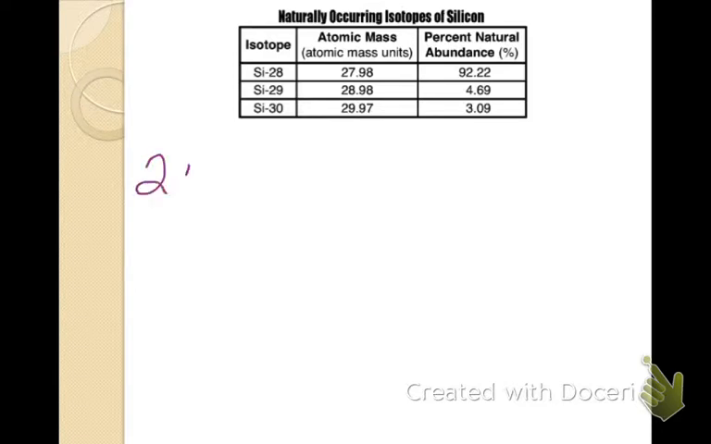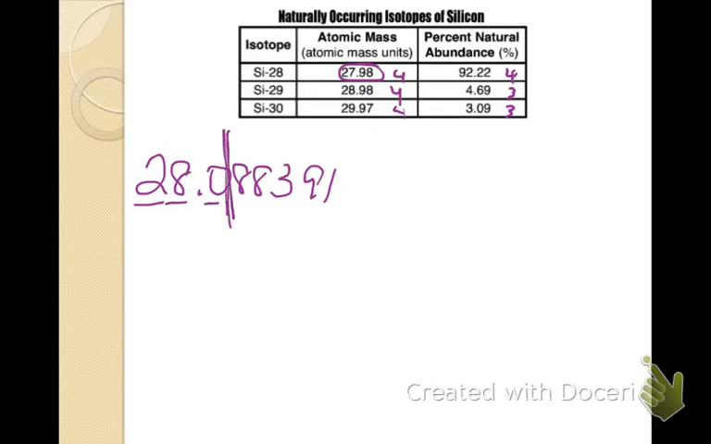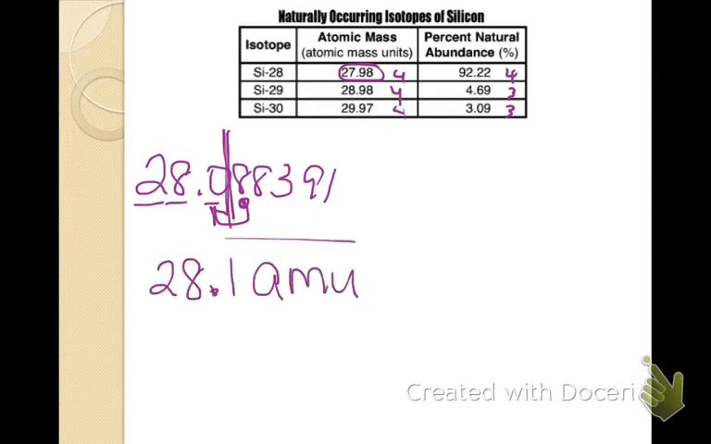So I have 28.088391, which is pretty close to this one right here. So let's think about sig figs. We have 4, 4, 4, 4, 3, 3. So go to the least number of sig figs. Go 1, 2, 3. I'm going to draw a line right there. This 8 is going to round up that 0. So I have 28.1, and the unit is AMU, or atomic mass unit. Right, and that's, again, pretty darn close to that 27.98.